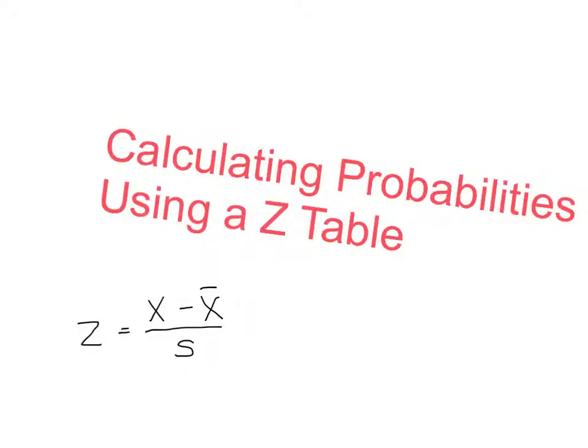Hello. The purpose of this video is to demonstrate how you can use a z-distribution or z-scores in order to calculate probabilities of falling somewhere in a population. So just to review, a z-score is calculated by subtracting x minus the mean over the standard deviation. Once you make a z-distribution, it has a mean equaling 0 and a standard deviation that equals 1.